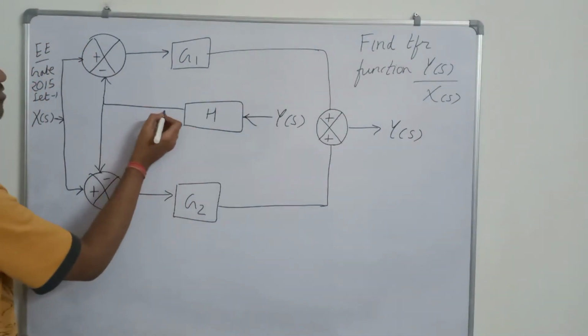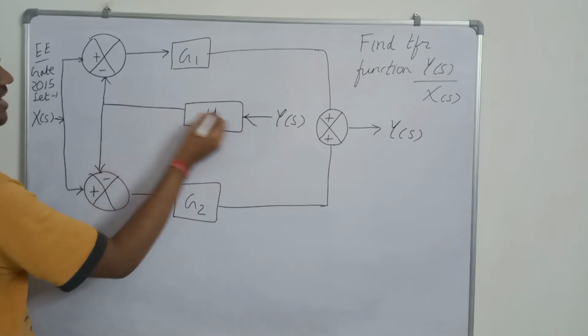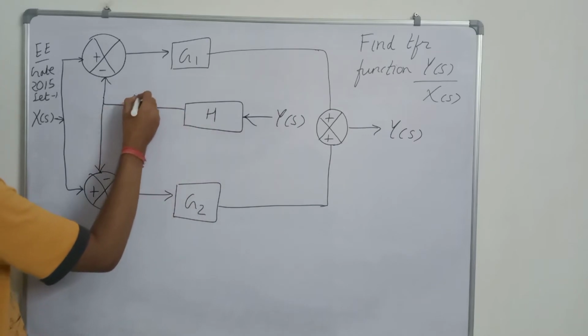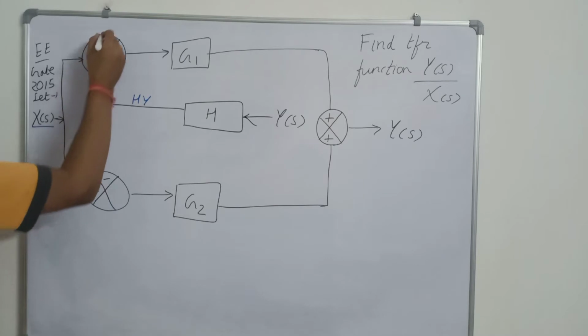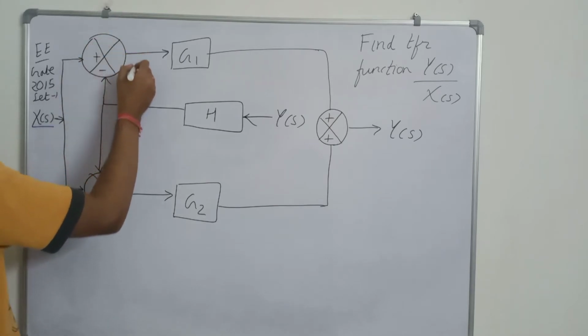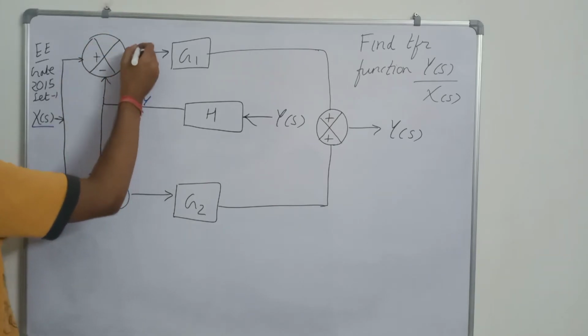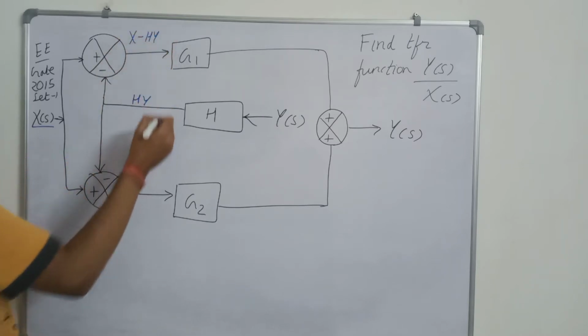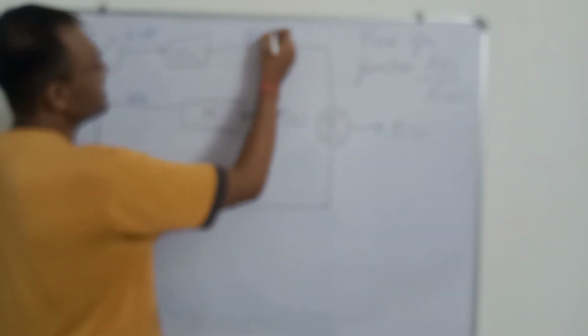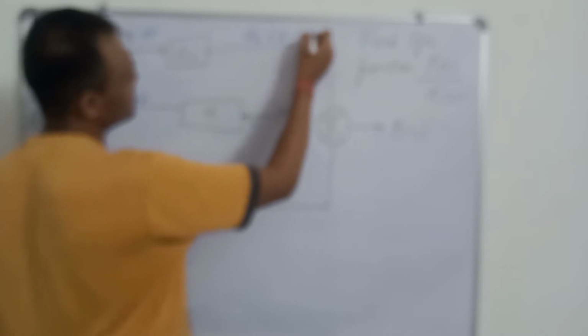If we find the output here, then it will be equal to H into Y(s), because Y(s) is getting multiplied by H. And here X(s) is getting added. So the output at this point will be X minus HY, and after multiplying by G1 it will be equal to G1 into (X minus HY).